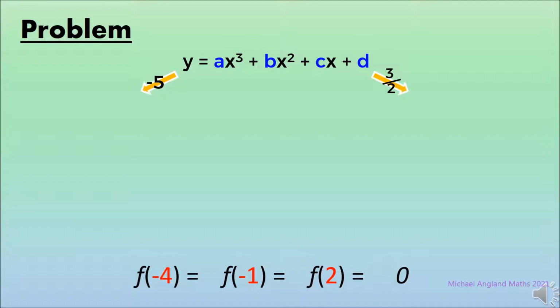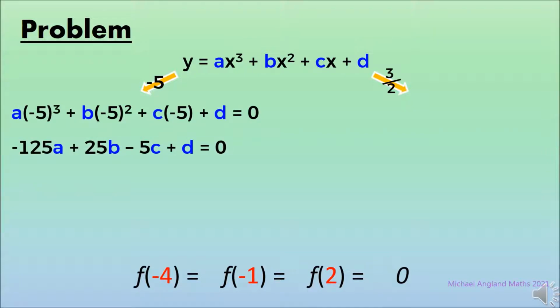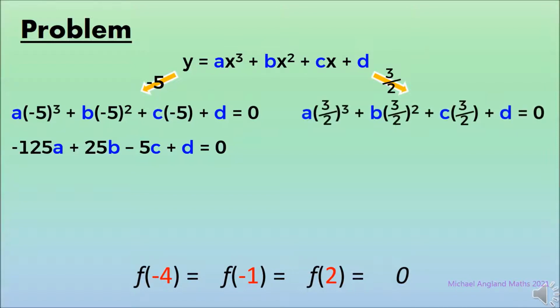On the left hand side, we'll assign that for the root minus 5, we get a times minus 5 cubed plus b times minus 5 squared plus c times minus 5 plus d is equal to 0, because minus 5 is a root, which leaves us with minus 125a plus 25b minus 5c plus d equals 0. On the right hand side, plugging in the root of 3 over 2, we end up with 27 over 8 times a plus 9 over 4 times b plus 3 over 2 times c plus d equals 0.